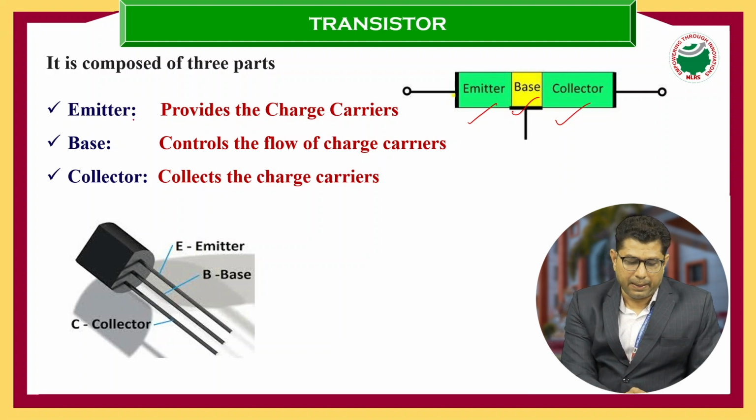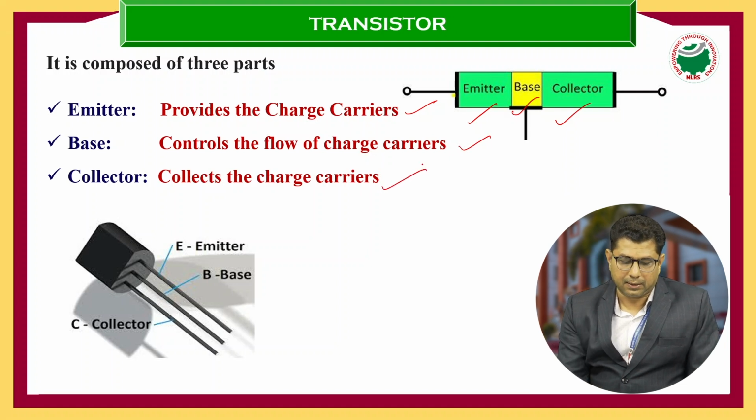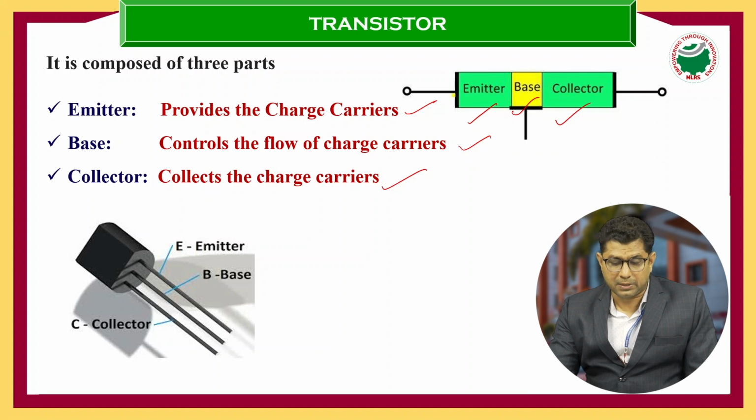So consider the emitter: it provides majority charge carriers and is heavily doped. The base controls the flow of the charge carriers and is lightly doped. The collector is moderately doped and collects the charge carriers from the emitter. Considering the size of these three parts, the collector is the largest, as it collects the charge carriers from the emitter. When the charge carriers enter the collector, some heat is generated. To dissipate the heat, the size of the collector is large.